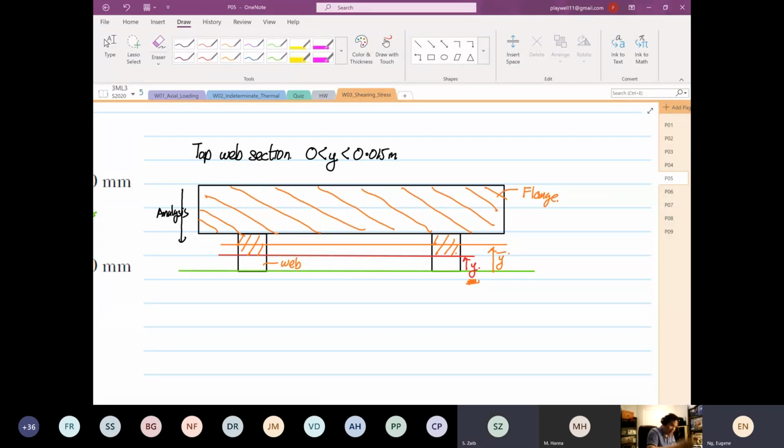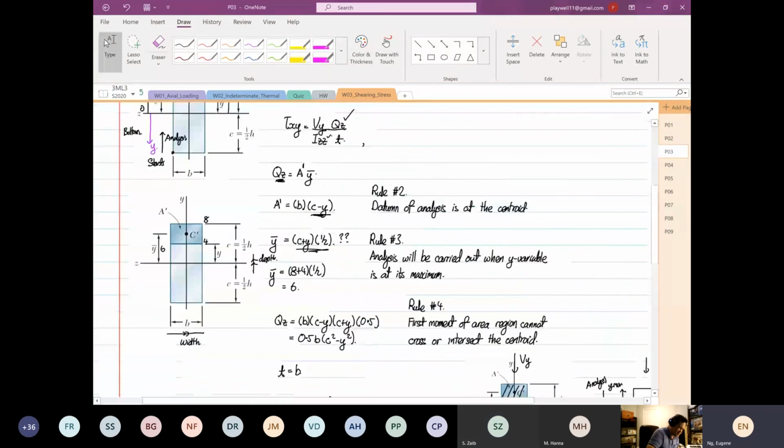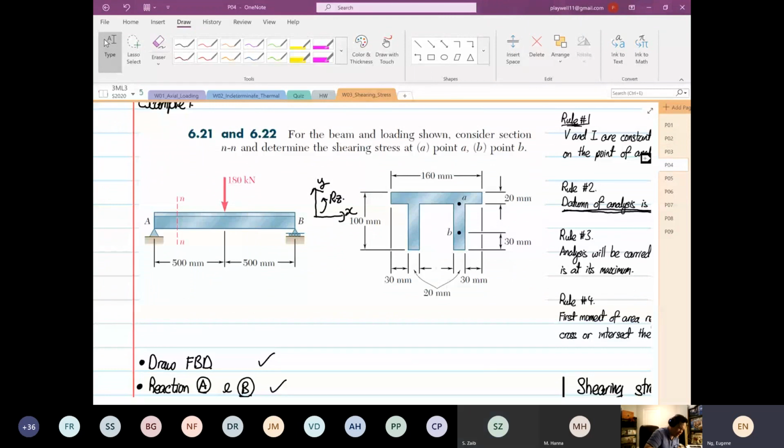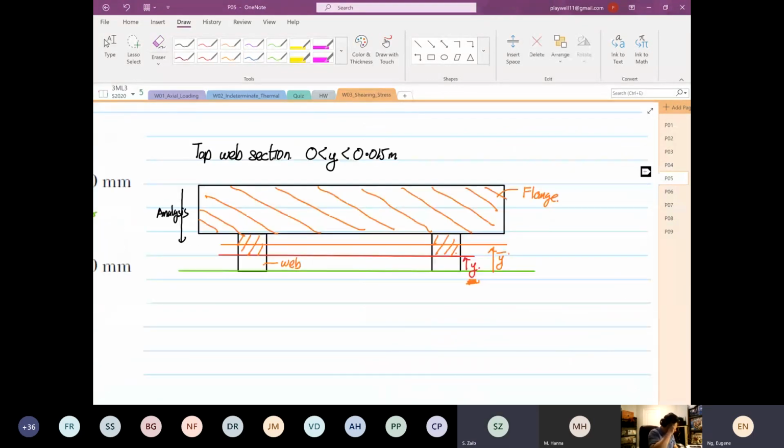Oh, okay. So we apply the rules again, right? We apply the rules again that state that the analysis will be carried out when the Y variable is at a maximum. There you go. That's why you only know these rules when you derive the equation. What we've done in the first half an hour, first like 1.5 hours, which all of you almost died. Yes or no? Those rules we have to apply. You don't apply those rules, we are game over.